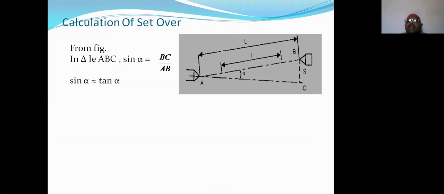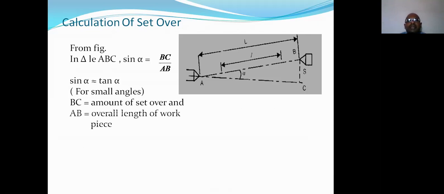But here, as the angle values are small, sin alpha value is the same as, or nearer to, tan alpha. So this holds good. Sin alpha equal to tan alpha holds good only for smaller angles. That is what I just explained. BC is the amount of set over, or the set over distance. So in this case, the required calculation is the set over length. AB is the overall length of the workpiece. Therefore, S equals BC equals AB into tan alpha.